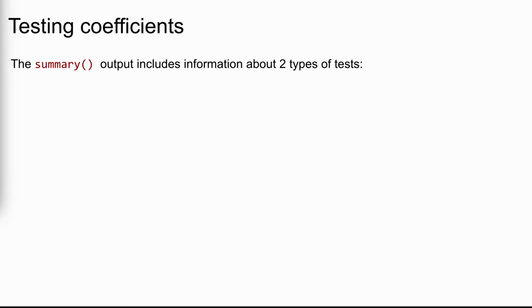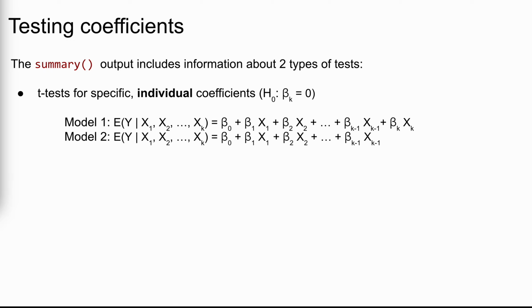There's more to learn ahead, but let's summarize what we've covered so far. The summary output of a regression model includes information about two types of tests. First, t-tests evaluate whether specific individual coefficients are 0 versus non-zero. Thus, a t-test essentially compares two models. Model 1, the original model including all coefficients, versus Model 2, which is the same as Model 1 but drops a single coefficient and its corresponding covariate.